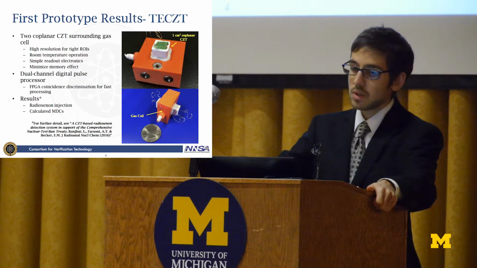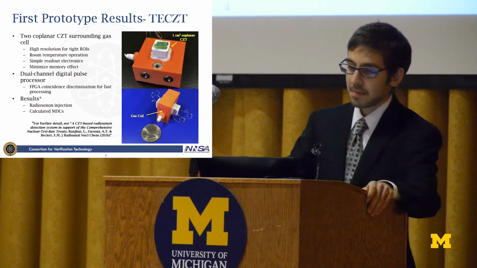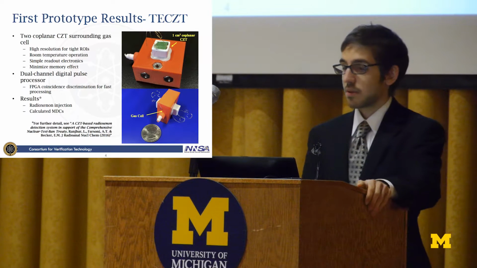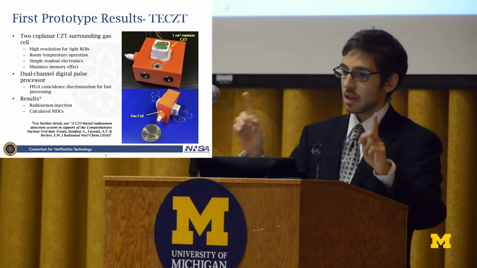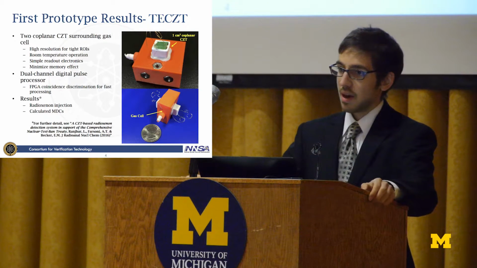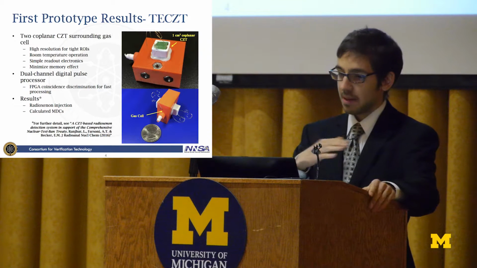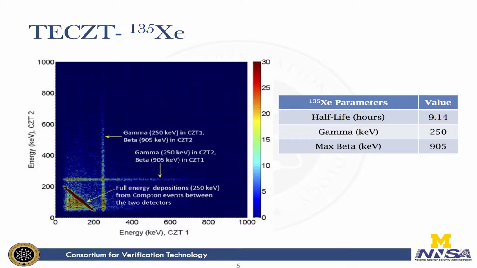For our processing, we use a dual-channel digital pulse processor with an FPGA that does coincidence discrimination on board, and this allows for extremely fast processing. It flags coincident events and then sends these coincident events to a MATLAB user interface where they can be processed. So very, very fast. And so, yeah, here are some of the results.